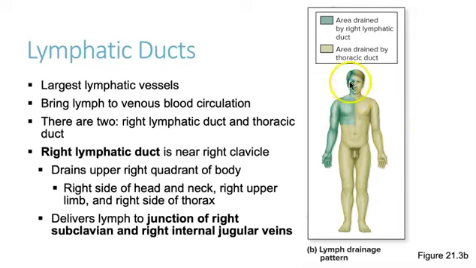We have the right lymphatic duct here that's located near the right clavicle, and it's going to drain what we call the right quadrant of the body, meaning it's going to drain the right side of the head and neck, the right upper limb, and the right side of the thorax. And this is going to deliver the lymph into the junction between the right subclavian and the right internal jugular veins. Whereas the rest of our lymph is going to be drained by the thoracic duct, which we are going to cover in another slide. But first, let me tell you where that junction is.